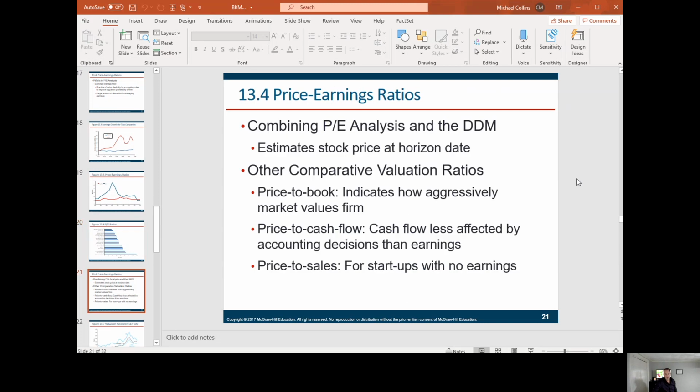Anyway, we'll continue on. Combining PE analysis and the discounted dividend model, it's just different lenses to view the same stock. Some things will look expensive under one lens and cheap under another. Price to book can show how aggressively the firm values itself. Price to cash flow is less affected by accounting because it's just cash. And price to sales might be the only metric you can use for a startup. If you're looking at a company that has no profits yet, price to sales is the only metric you can really use.